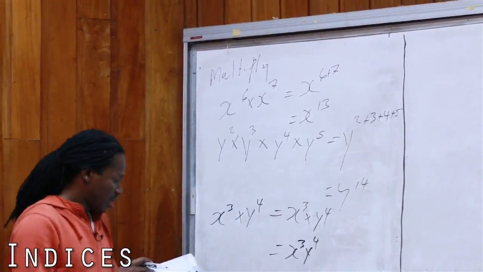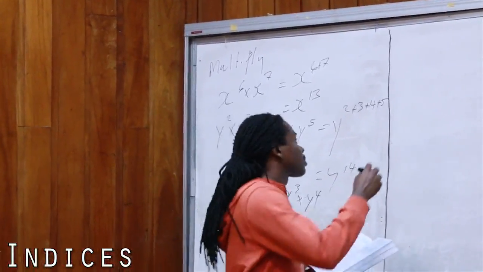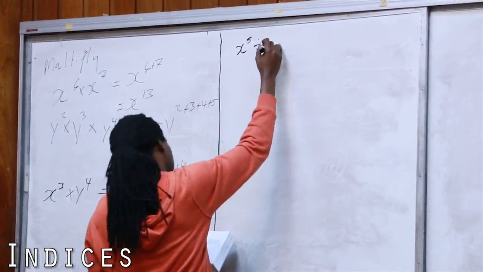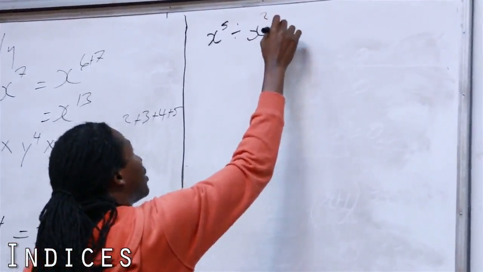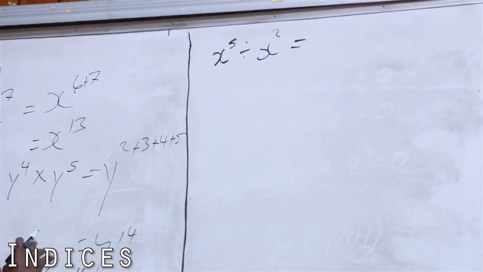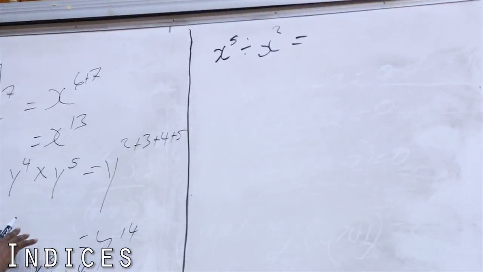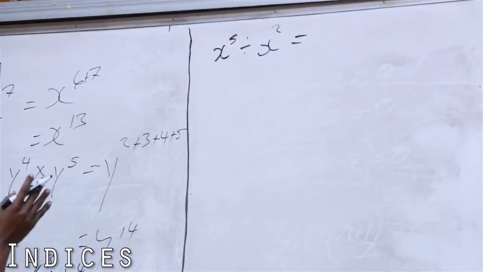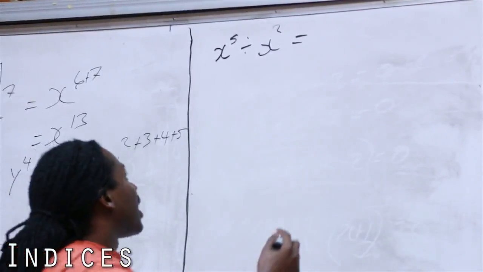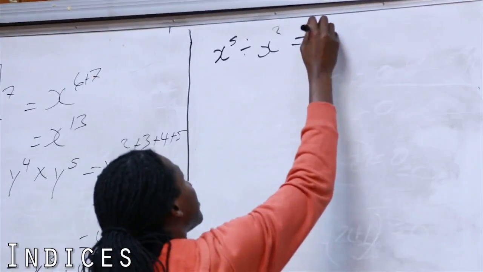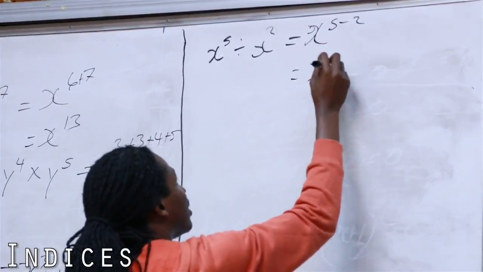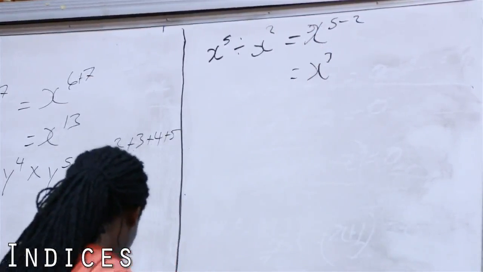Good. When you're dividing, x to the 5th power divided by x squared equals, you're simply subtracting, which is the opposite of when you multiply. So when you multiply, what do you do? You add the indices. When you divide, you do what? The opposite of that: you take away. Equals x to the 5 minus 2, equals x cubed. x to the 3rd power.